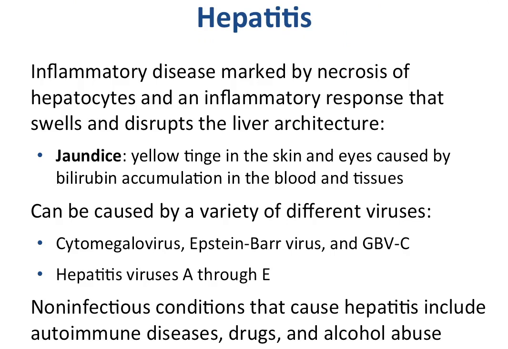Now let's talk about hepatitis. This is inflammation in the liver that can cause swelling and disrupt the liver structure. The patient may have jaundice. Jaundice is the yellowing of the skin and the eyes, induced by a high concentration of bilirubin.